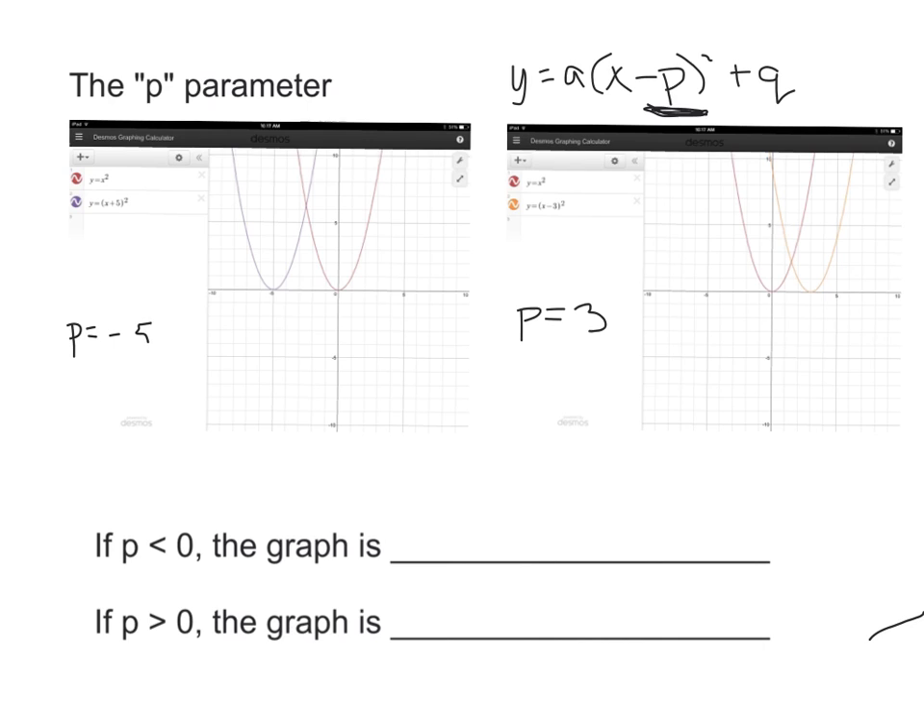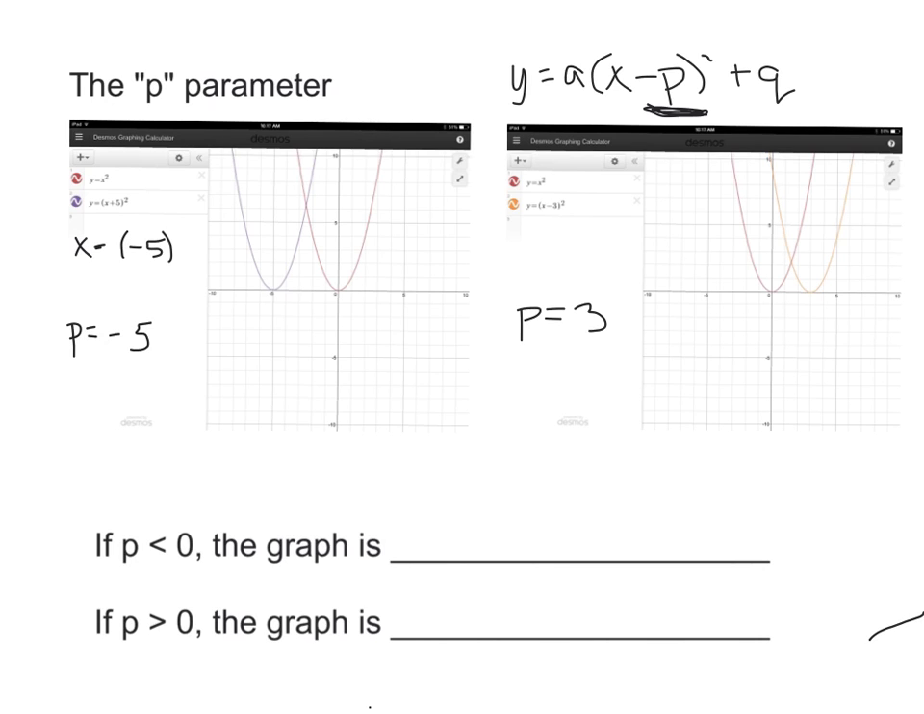Because we're not looking at what value is added to the x, we're looking at what value is subtracted from the x. And here we have 3 subtracted from the x. If this says x plus 5, -5 is what's subtracted from the x. So it's the same as if we wrote x minus -5. That's the same as x plus 5. So the p-value is -5 here, and the p-value is 3 here.